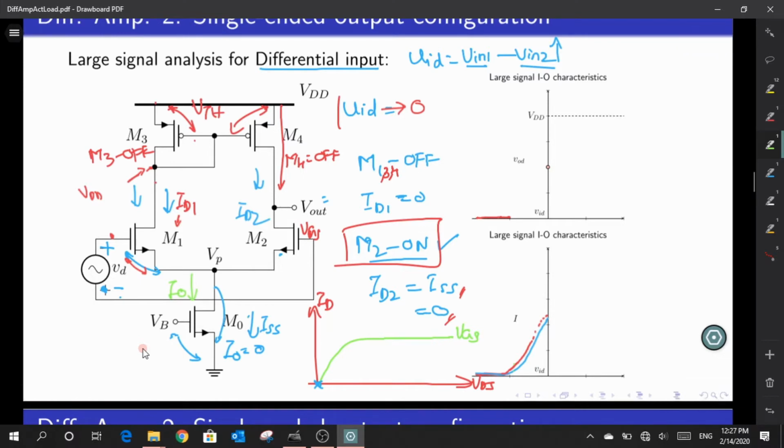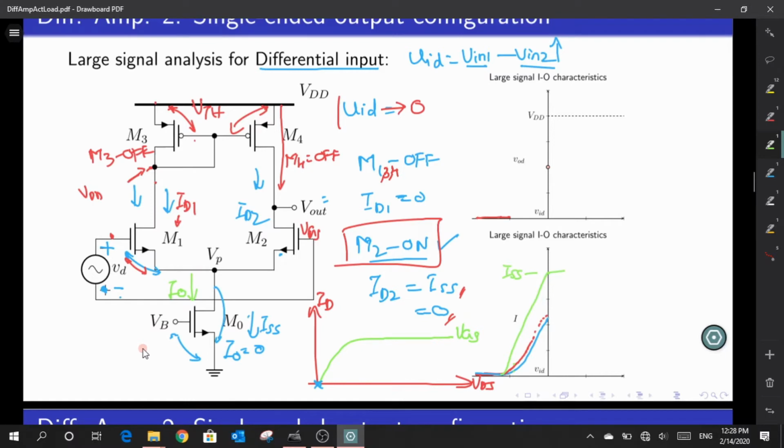Okay, due to which they quickly ramp up, and for the value of VID equal to 0, this current value would be equal to ISS. Clear? Because it's just the addition of these two currents that flows here. Any doubt in this regard?